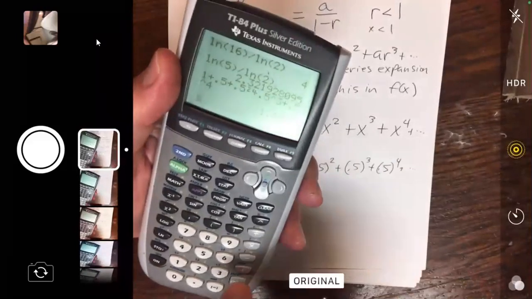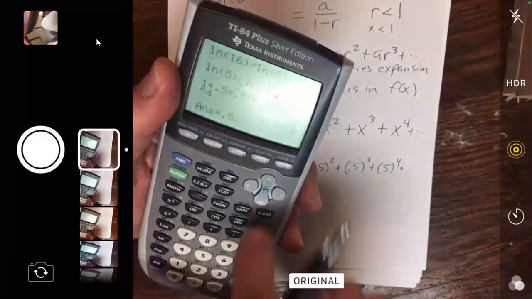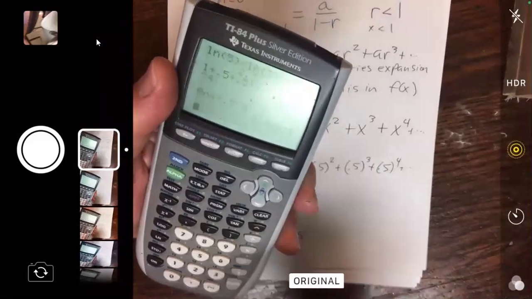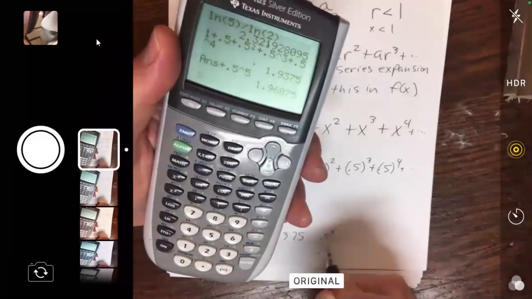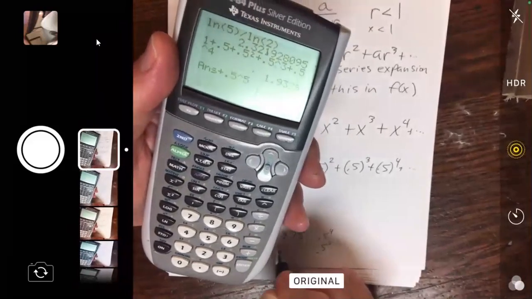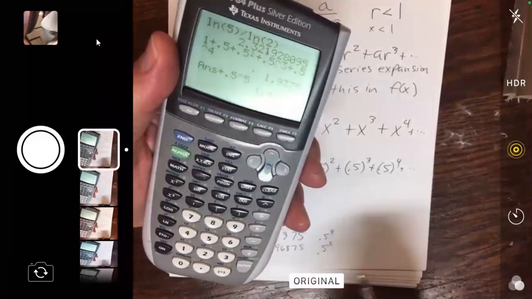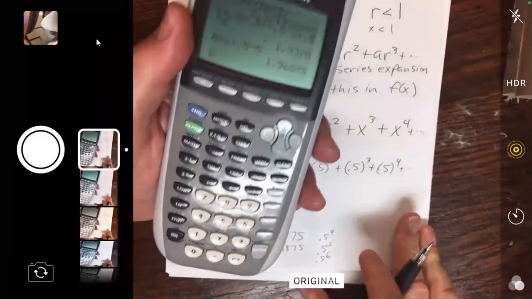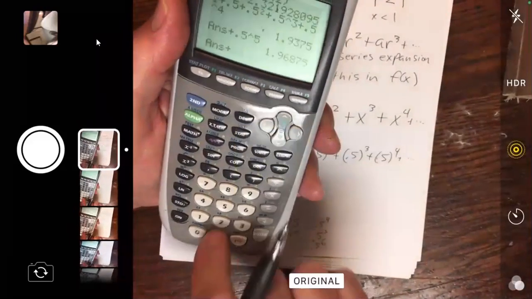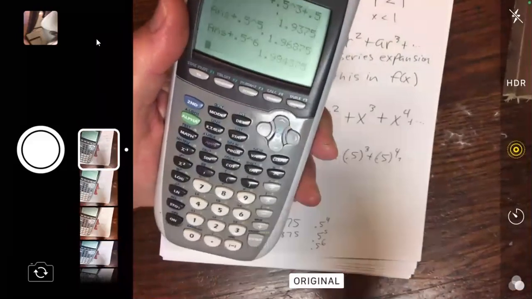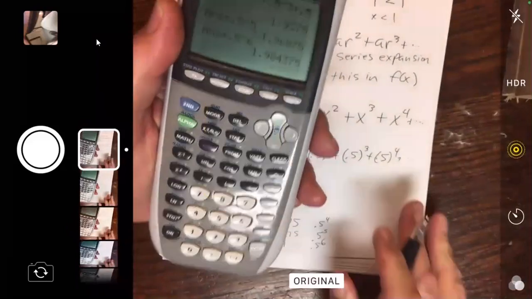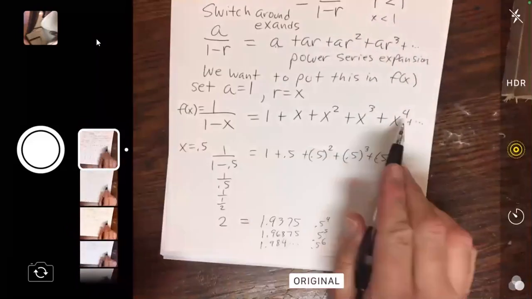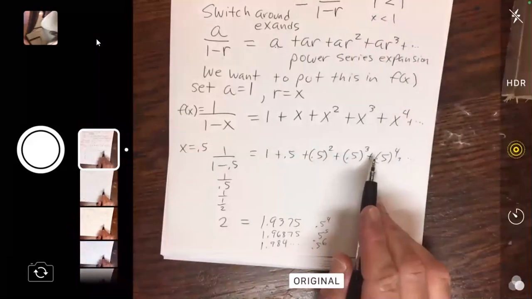If I added on a 0.5 to the fifth, I'm up to 1.96875. If I add on 0.5 to the sixth, I'm up to 1.984. Is this enough to convince you that eventually I would get to 2 doing this?